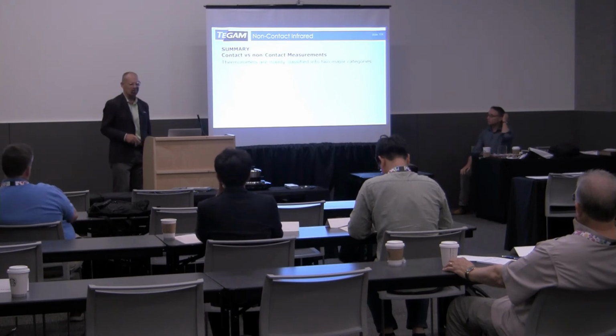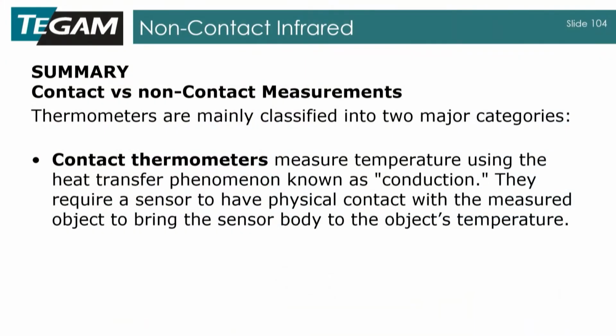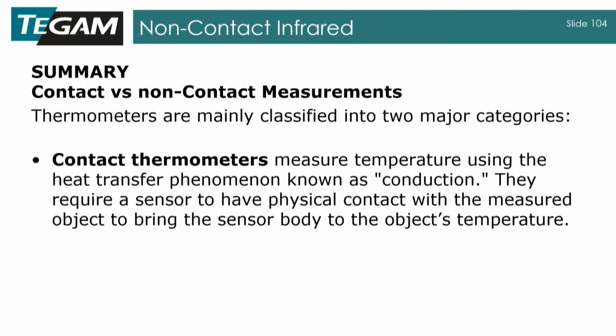So real quick, I wanted to summarize some of the differences between contact and non-contact, just when you're influenced in the choices that people make. Contact thermometers measure temperature using the heat transfer phenomenon known as conduction. So they rely on the probe coming to the same temperature of the medium you're measuring. As you pointed out in the blood case, it's not actually measuring the critical point that might be important to your process. So it really does have to bring the temperature of that to the object that you're measuring. That's where lower mass helps. The lighter the mass can be, the better off you can make this measurement.